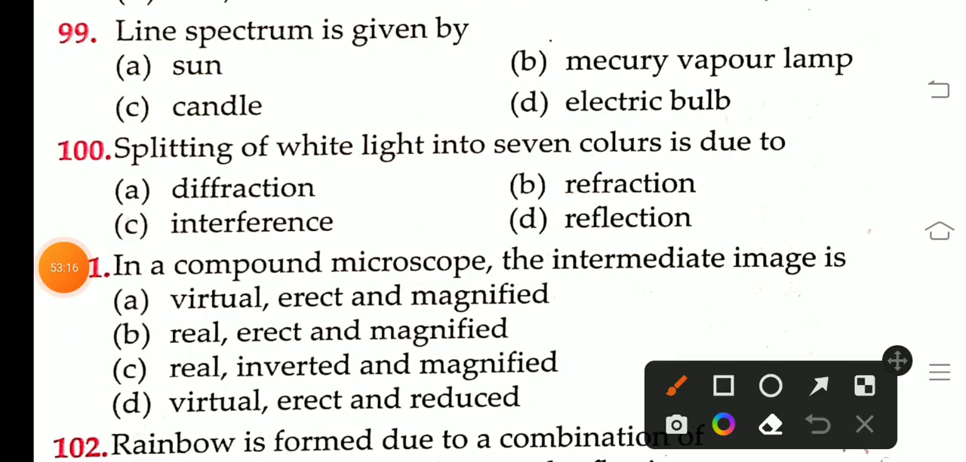Next, line spectrum is given by. Right answer will be option B. Mercury vapor lamp.